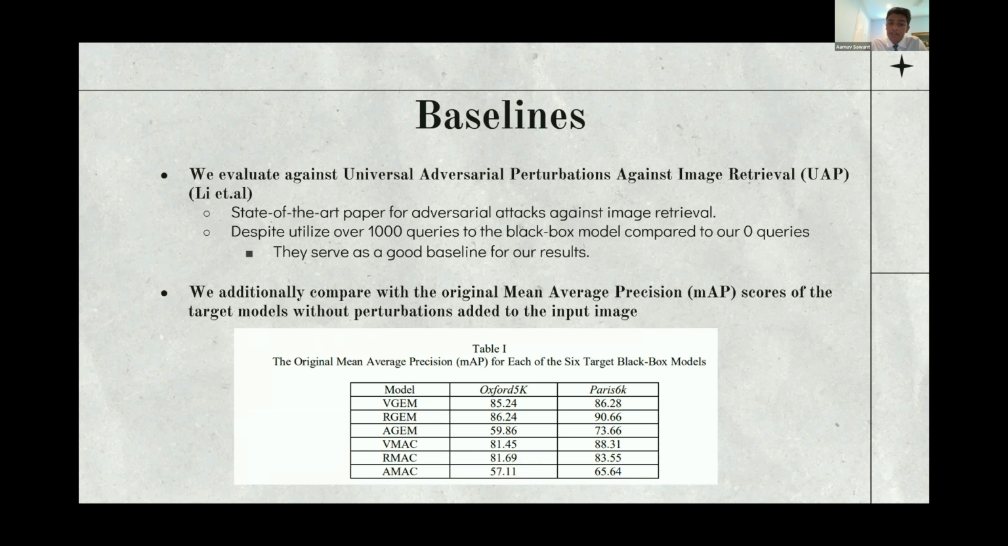We additionally compare the mean average precision scores to those of the original target models without adding any perturbations to the input images. So this table shows the mean average precision of our 6 target black box models without any perturbations added. As you can see, they're all relatively high.